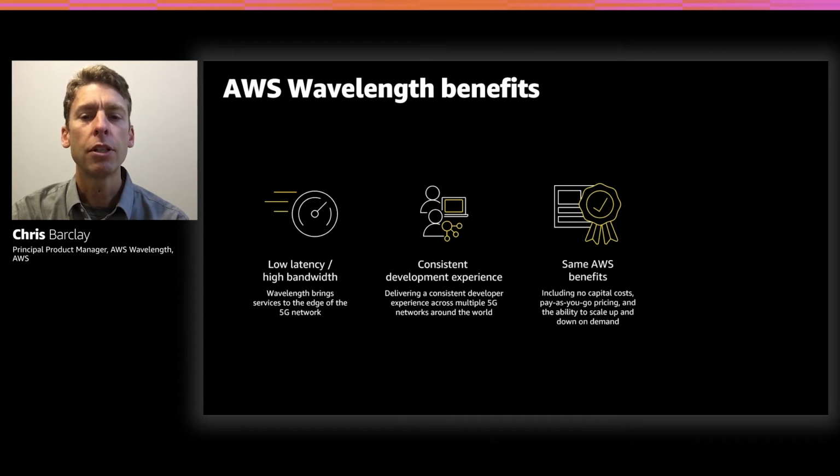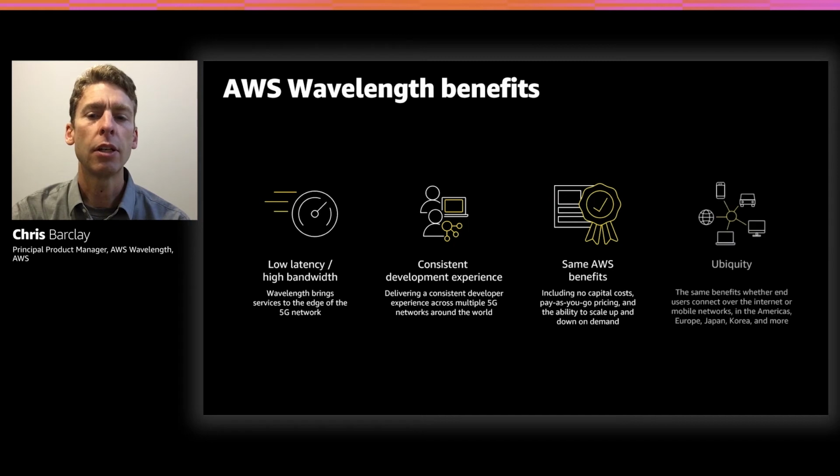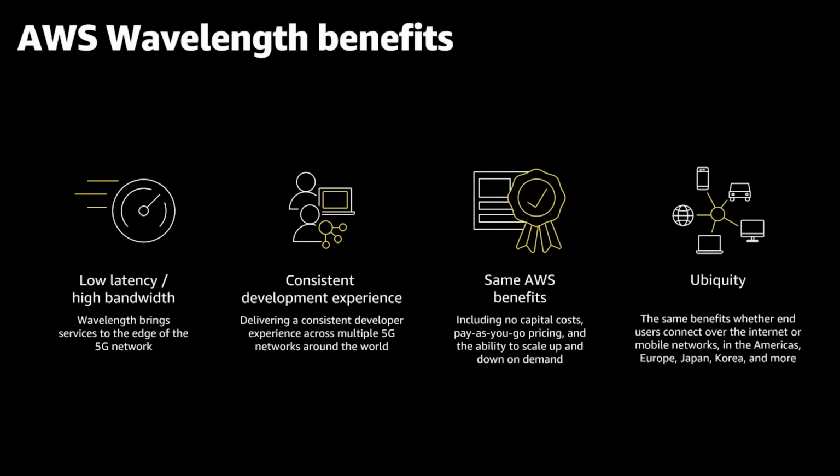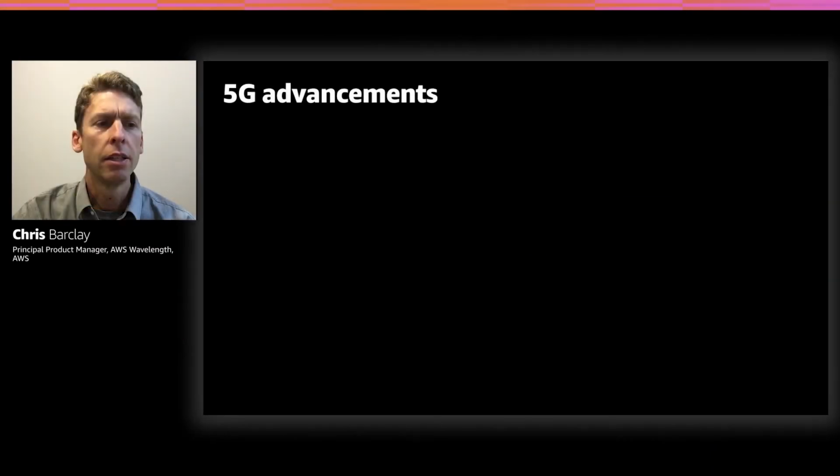Finally, AWS Regions, Local Zones, and Wavelength expand AWS to deliver ultra-low latency to more locations around the world. You get these same benefits whether end users connect over the internet or mobile networks, in the Americas, Europe, Japan, Korea, and more locations to come.